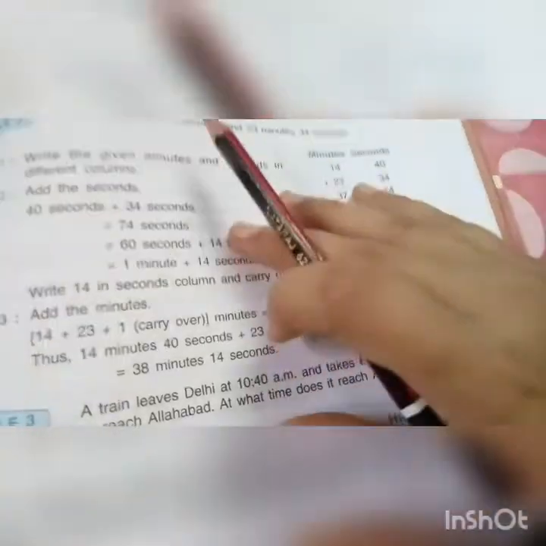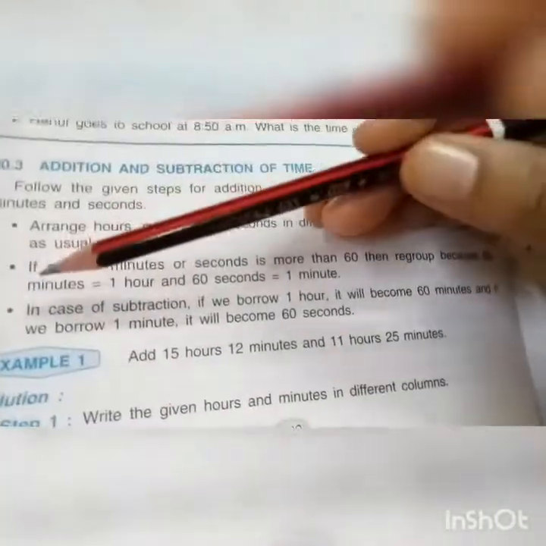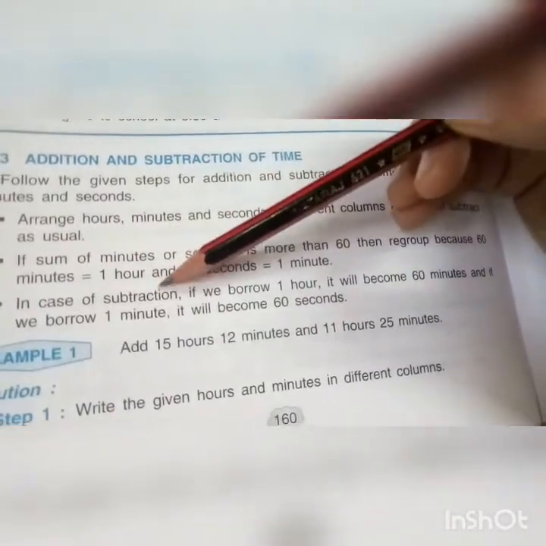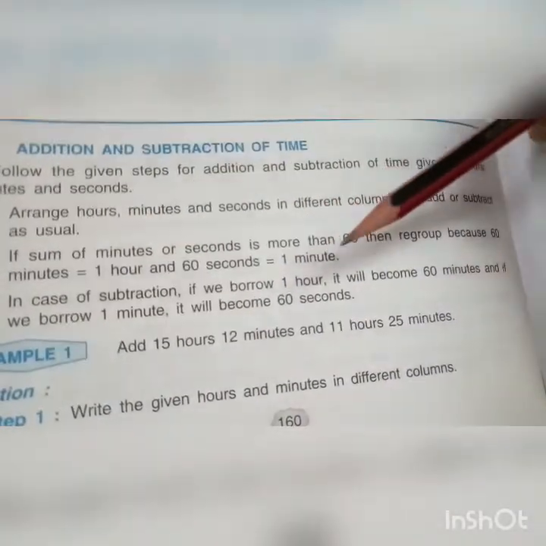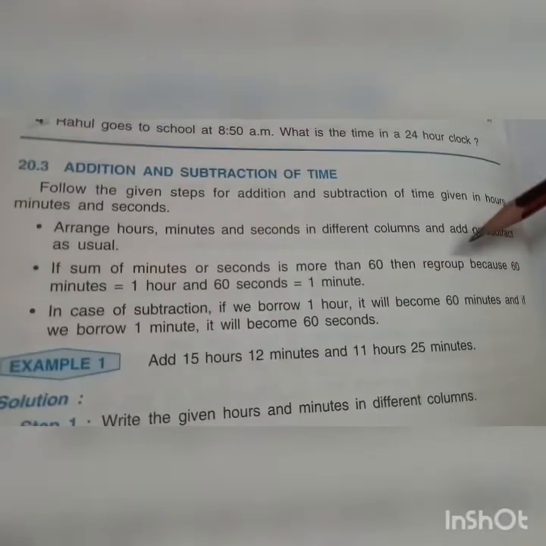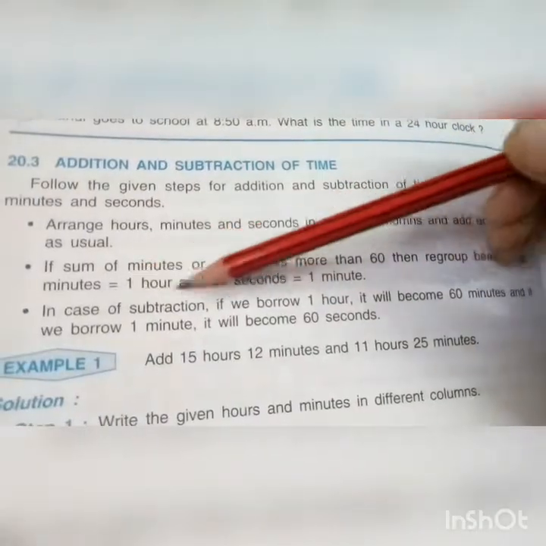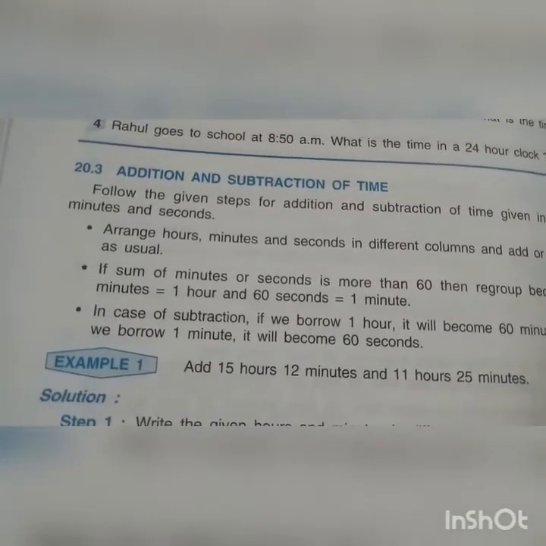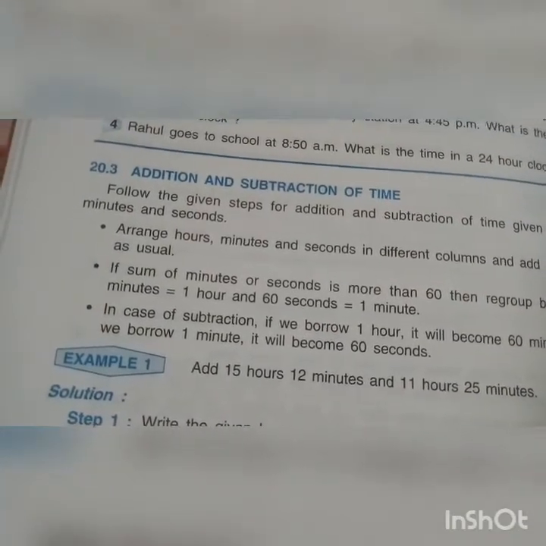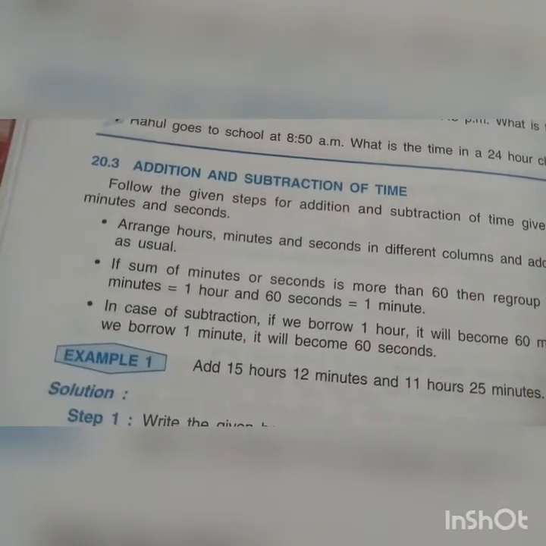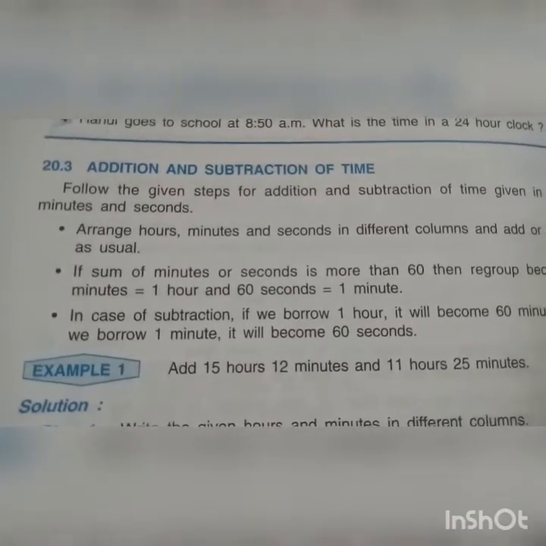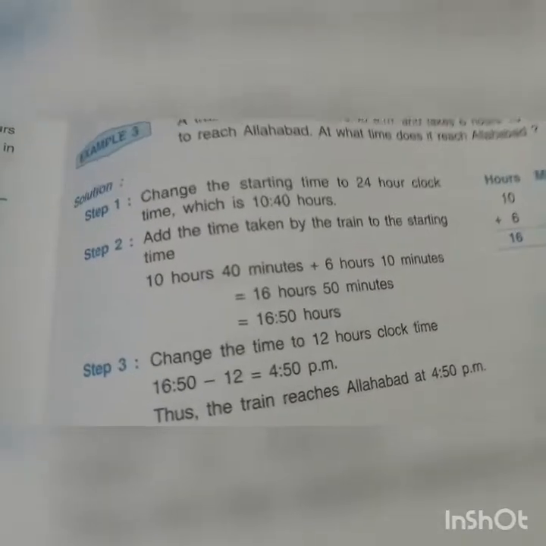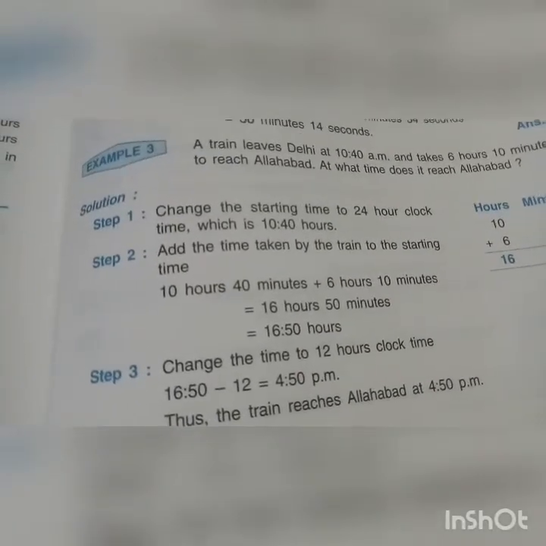Okay, let's read the third case. Now, in case of subtraction, if we borrow 1 hour, it will become 60 minutes. And if we borrow 1 minute, it will become 60 seconds. Let's move to the subtraction now. Maybe questions sometimes come in 24 and 12 minutes time also. Yes.